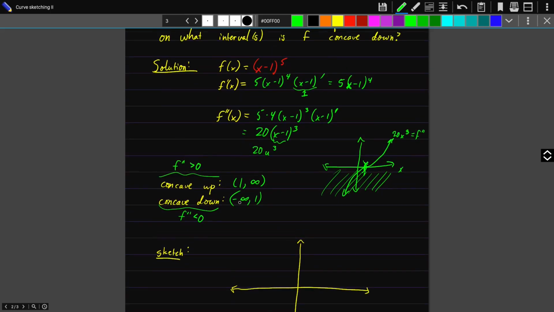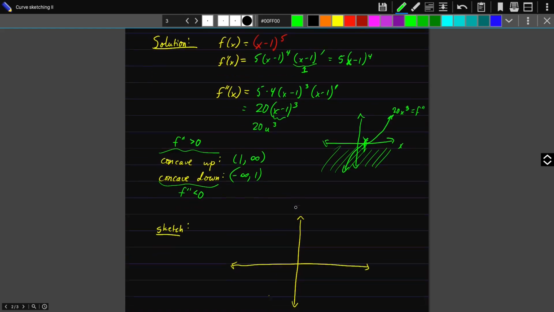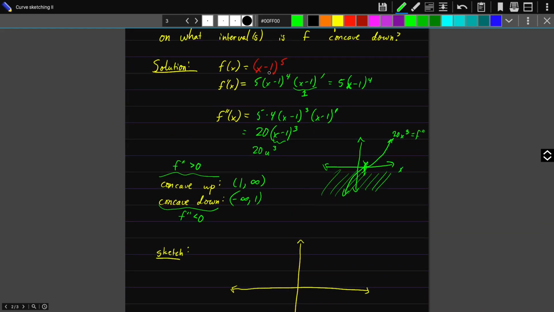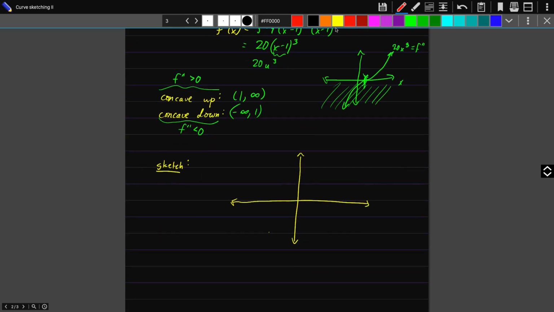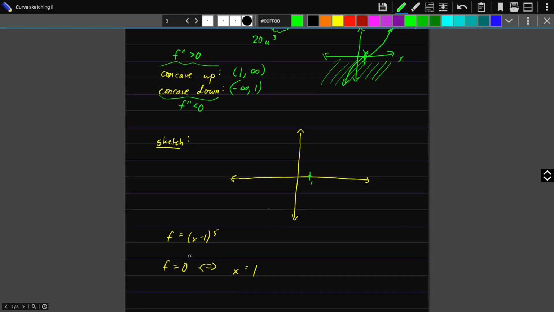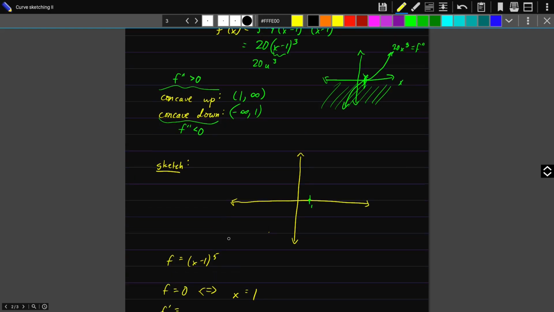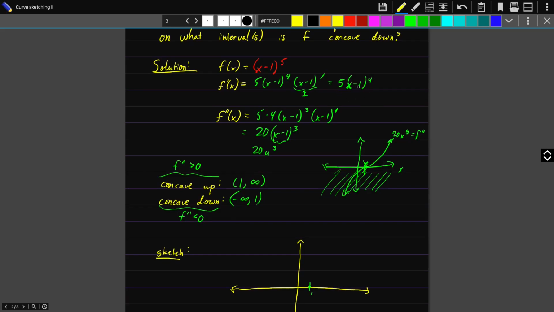Okay, so now I'm going to use that information about concavity to sketch the graph of my function. So I know from what we have done previously that f is equal to, so I'll just write our function. f equals 0 if and only if x is equal to 1. So I can draw that point on our graph right away at x equals 1. And then the next thing I can do is look at the derivative of f to find out where it's increasing and decreasing. So f prime we decided was equal to 5 times x minus 1 to the fourth.